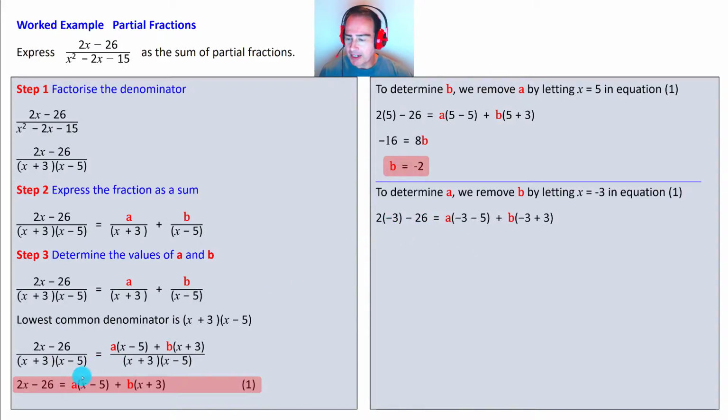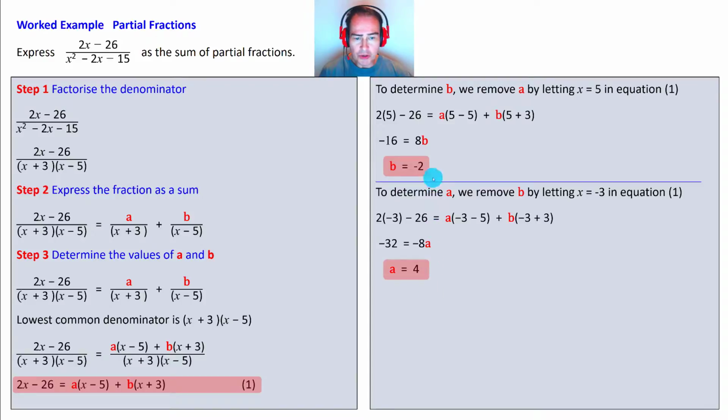So replacing the x this time with negative 3 wherever it appears, 2 times negative 3, 2 times x, negative 3 minus 5, x minus 5, and negative 3 plus 3, which is of course 0, wipes out the b. So the b's gone, out it goes, leaving us with just negative 32 equals negative 8a. And of course this is solvable, giving us a equals 4. Another key value. Let's highlight it.